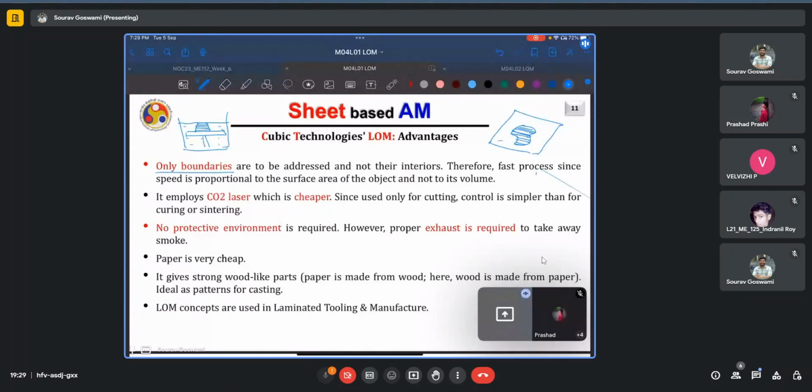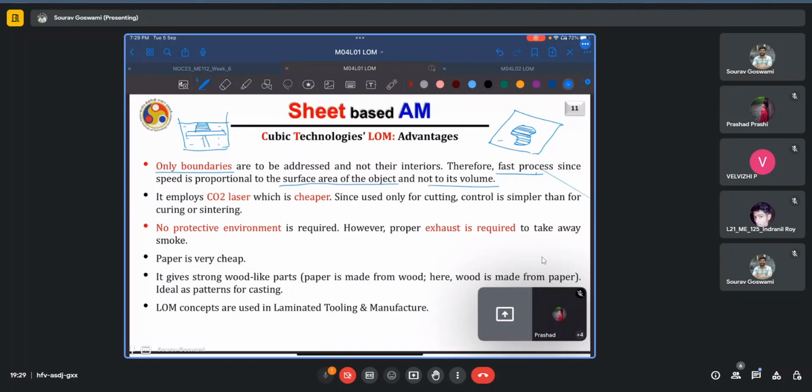However, in the case of laminated object manufacturing, I need to only scan the boundaries because the feedstock material is already present. And there is no additional curing step as such, only some addition step. And thus, this process is very fast as the build volume is proportional to the surface area of the object, not the volumes.